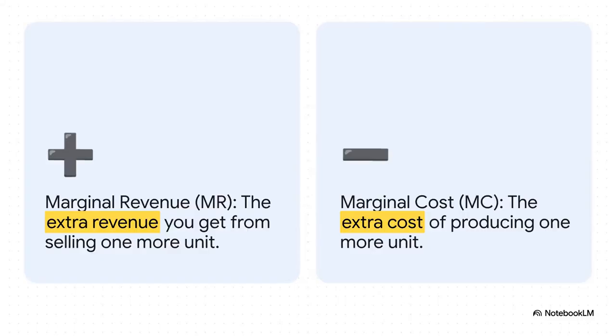Okay, so what on earth are marginal revenue and marginal cost? It's actually way simpler than it sounds. Marginal revenue is just the extra money you bring in by selling one more dress. And marginal cost? That's how much it cost you to make that one extra dress. The logic is crystal clear. As long as making one more dress brings in more money than it costs, you keep making them.